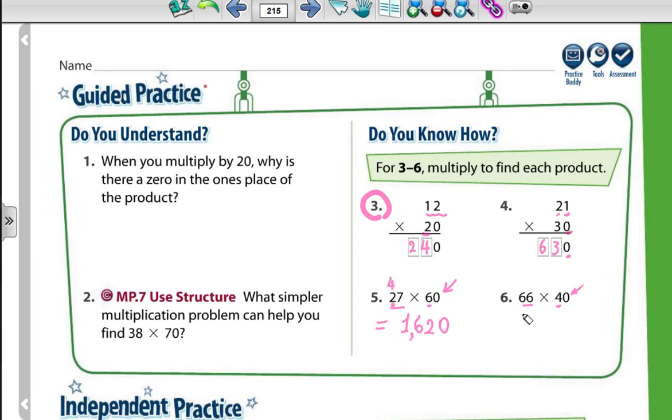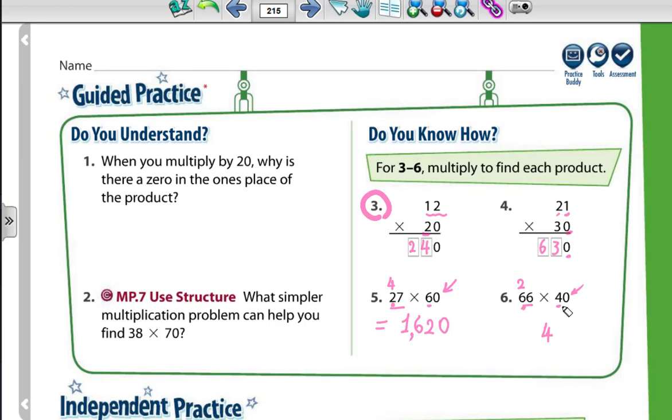Start multiplying 66 by 4. And the last thing, add the 0. 6 times 4 is 24. So we write 4 and carry up 2. Great. Now move to the tens.